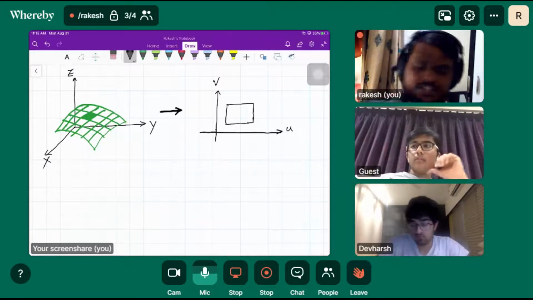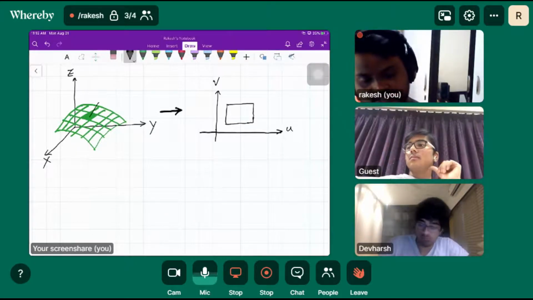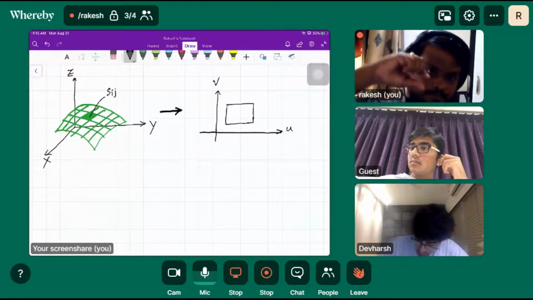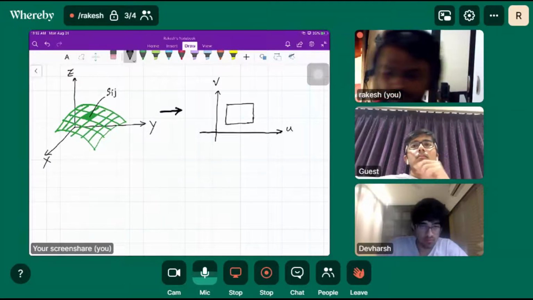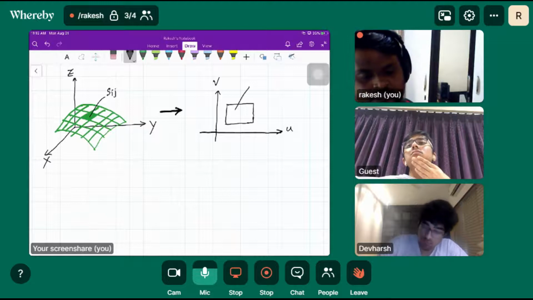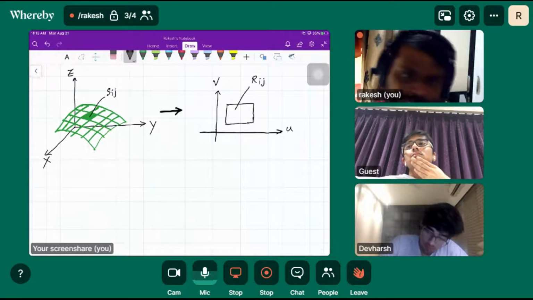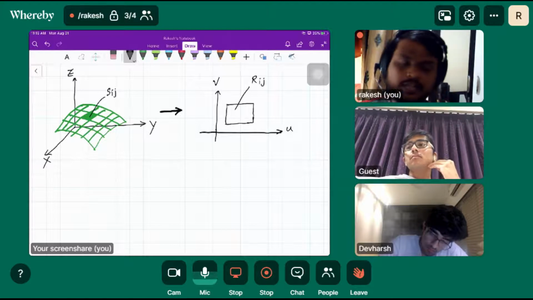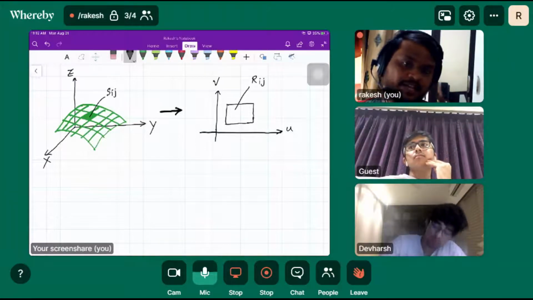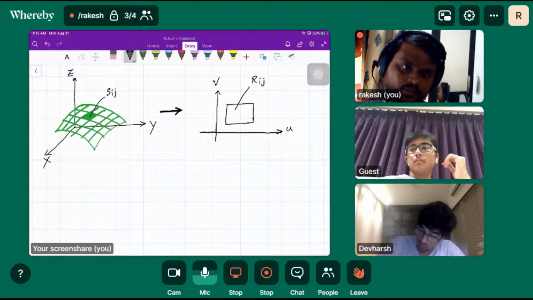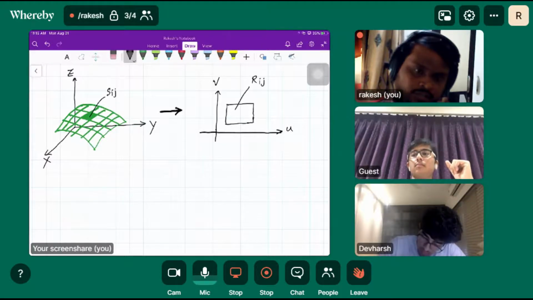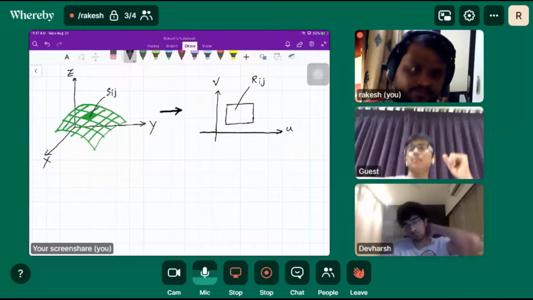So this patch, let's say the surface is Sij. The address of this patch is Sij. It will correspond to Rij on the UV plane, because I'm taking the parametric equations here. So x, y, and z all will be replaced in terms of u and v.